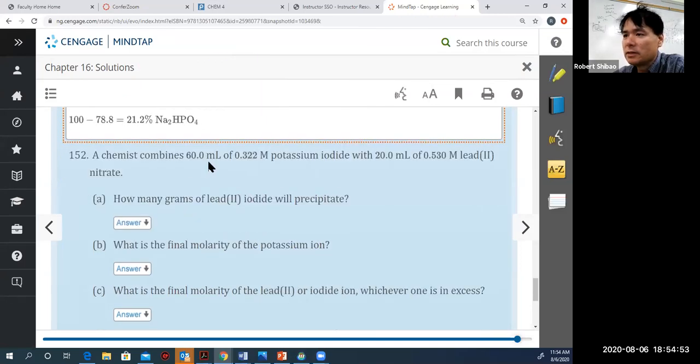A chemist combines 60.0 milliliters of 0.322 molar potassium iodide with 20.0 milliliters of 0.530 molar lead(II) nitrate. Okay, let me move this.